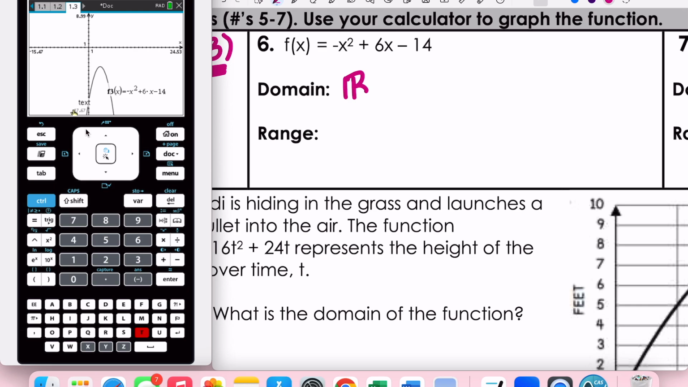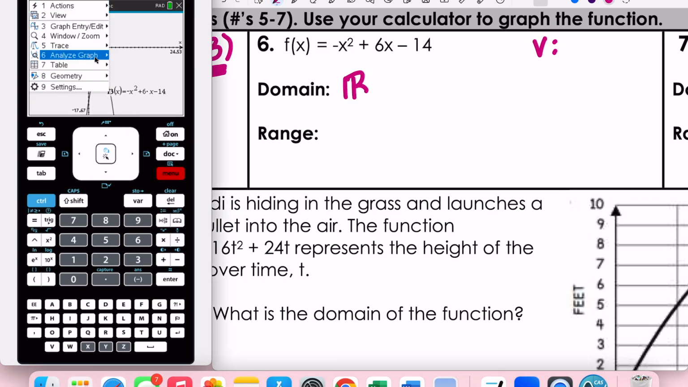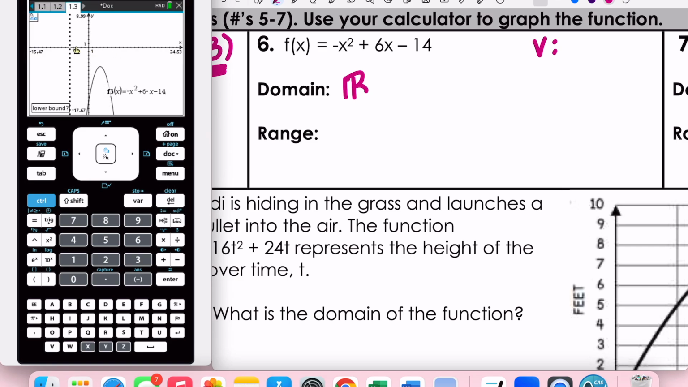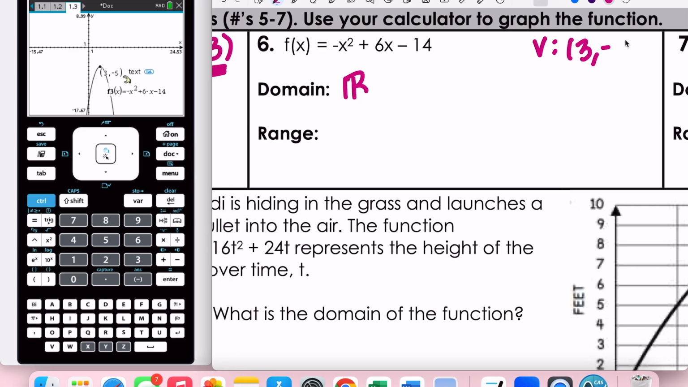And again, to determine your range, we need to start off by identifying our vertex. So when I look at my vertex, I notice that it is the highest point, which means it is the maximum value. So I can find that by pressing menu 6, 3. Here's my dashed line. I'm going to put my dashed line on the left side of my graph. I'm going to press enter, and then I'm going to scroll over. Here, my vertex is at 3, -5.